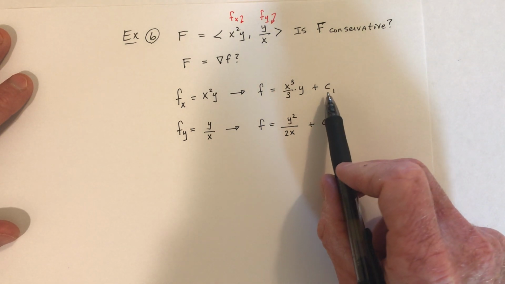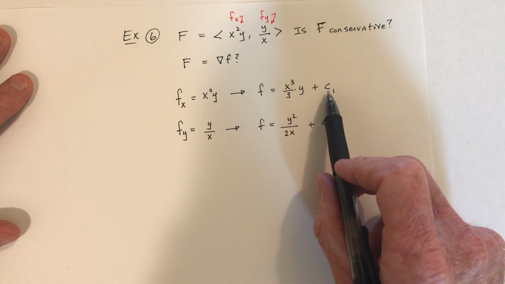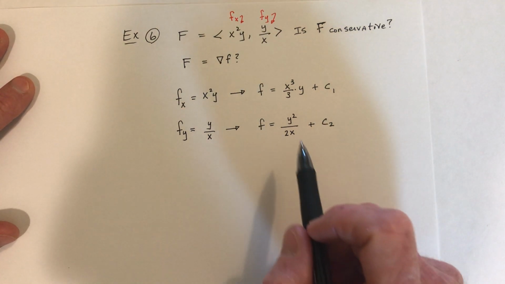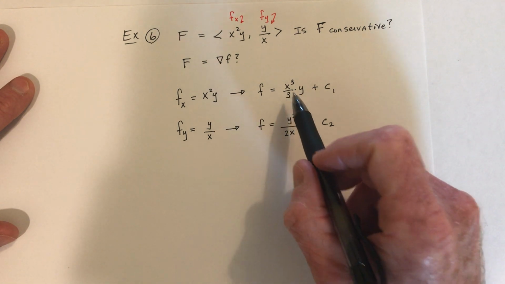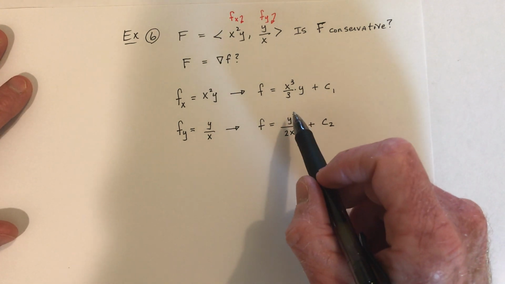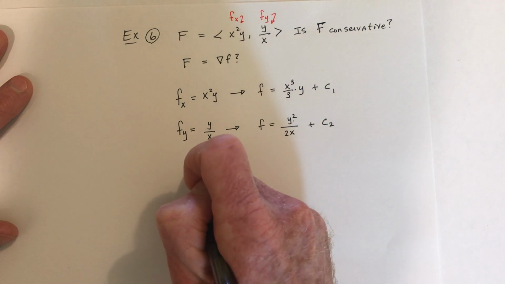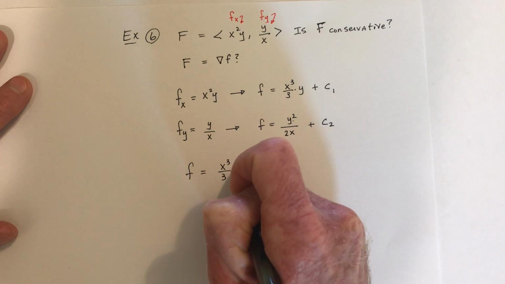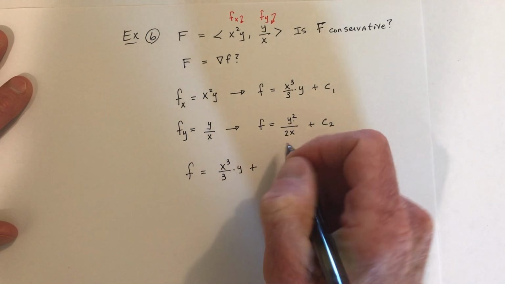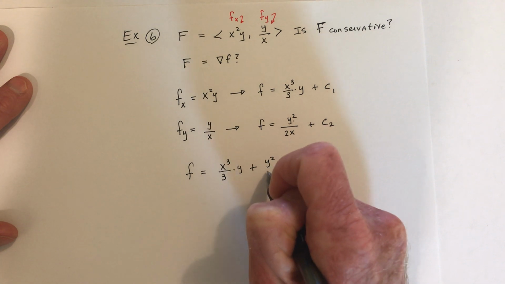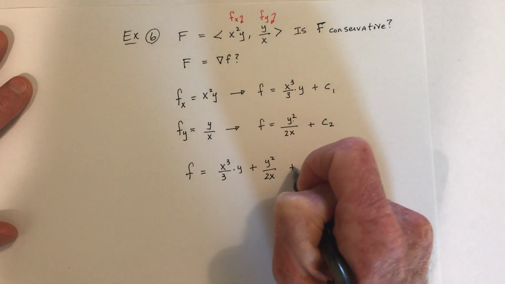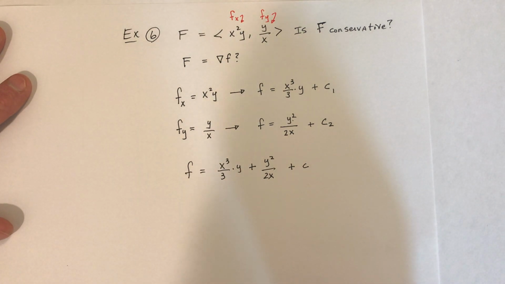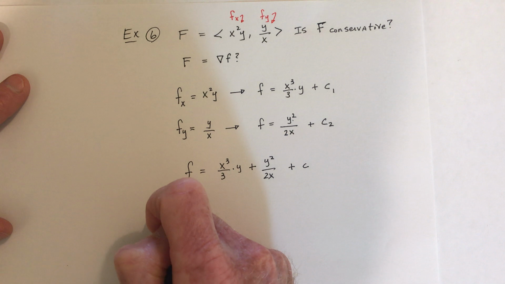So, like I said before, this is a constant, but that means that this might have some variables in it, but we'd be holding them constant. So what you do now is put the two parts together. It's not saying that the two parts have to agree, you just put the two parts together. So then f definitely has to have an x cubed over 3 times y, plus it has to have y squared over 2x, plus it could have an actual constant like 17. And then you need to check the answer.